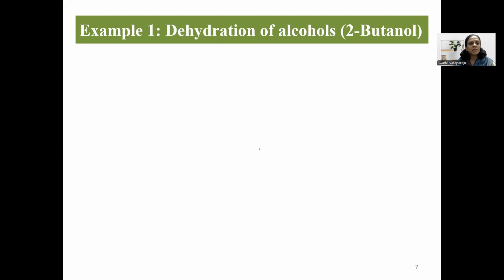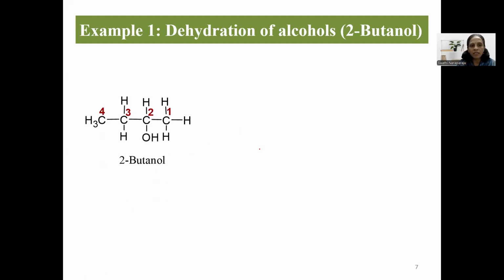Now how this Saytzeff rule works, let me explain with the help of 2 examples. Example 1 is the dehydration of alcohols. So in this example, I have taken 2-butanol as the starting compound. So the structure is given here. So it contains 4 carbon chain, which is a straight chain having hydroxyl group at second position.